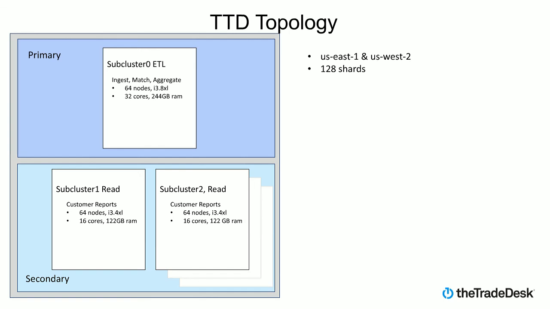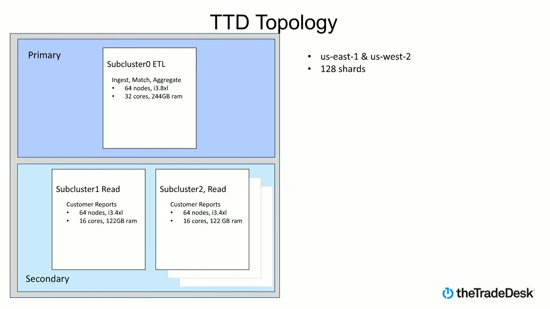They each run 128 shards. What shards are is basically similar to segmentation, where you take the data set and divide it into chunks, and each subcluster can see the data set in its entirety. So each subcluster is dealing with 128 shards, and we chose 128 because it gives us even distribution of the data on 64 node subclusters. 128 divides evenly by 64.